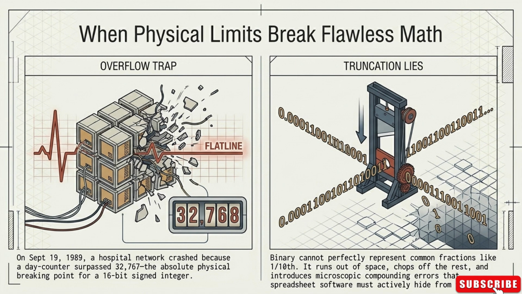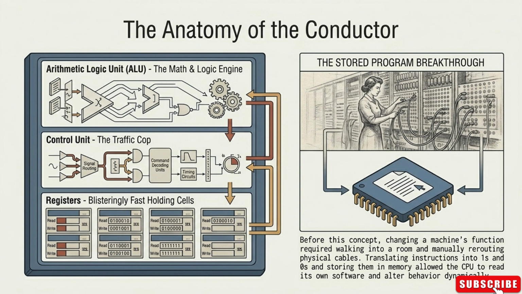Okay, so we've explored how data is trapped in memory, how the physical world is translated into binary, and how digital math inherently breaks down. Yeah. But who is the conductor here? What is actively coordinating this chaotic, microscopic orchestra? Well, that brings us to the brain of the operation, the central processing unit, or CPU.